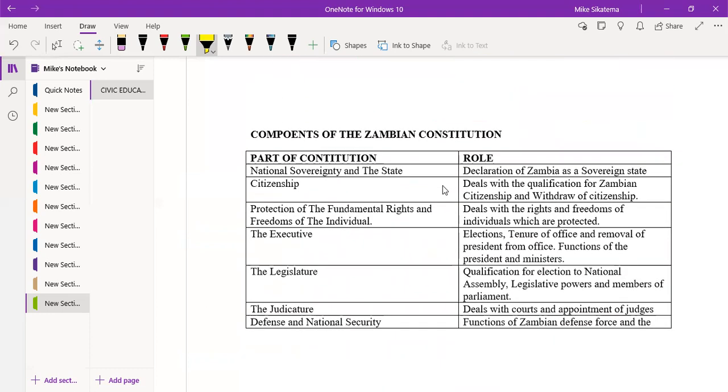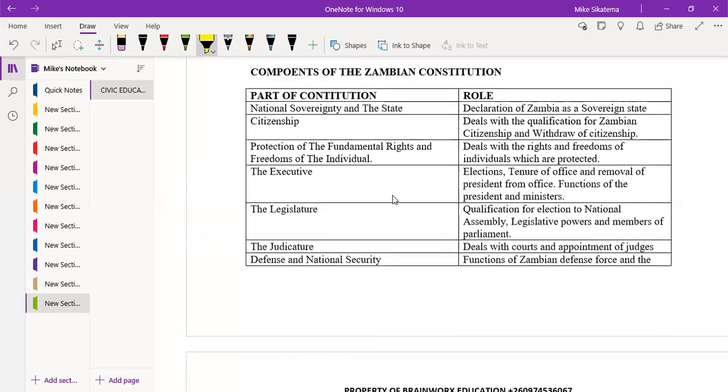So this table actually gives a summary of some of the components of the Zambian Constitution, so you have to review this table in your own time. It's actually a beautiful table. I took time to create this table because the material that I used, the textbook that I used, was a little bit archaic. So I had to rewrite this table.